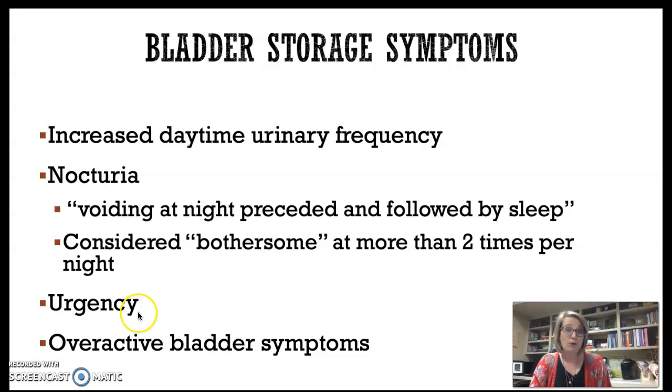Now, overactive bladder symptoms actually include all of these things: increased daytime urinary frequency, nocturia, urgency, and oftentimes overactive bladder will have urinary incontinence as well. So overactive bladder is kind of like using the patellofemoral syndrome diagnosis. Overactive bladder is like, we've got all these symptoms, let me just give this broad diagnosis, and then you've got to figure out what's going on to really cause these things.